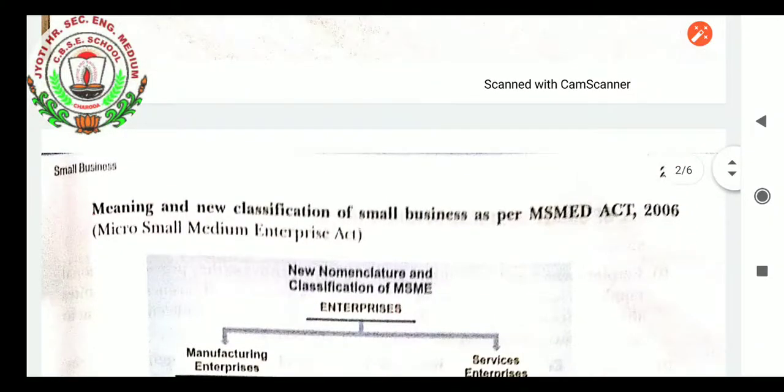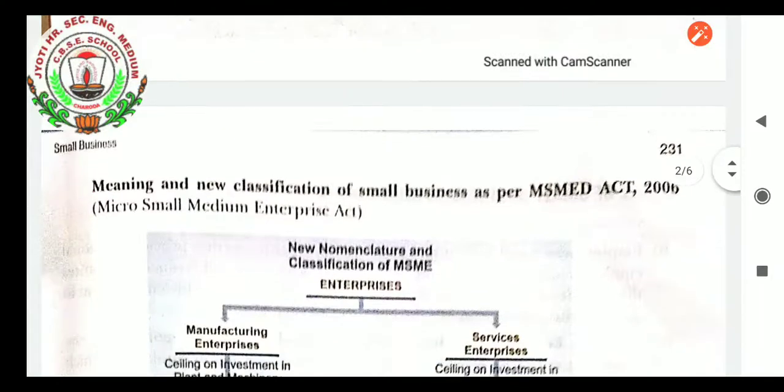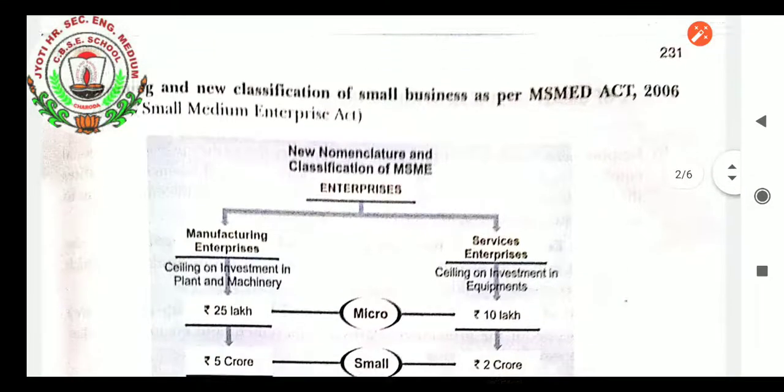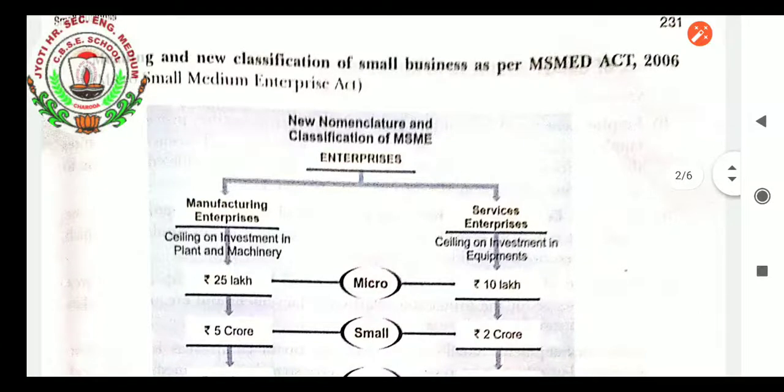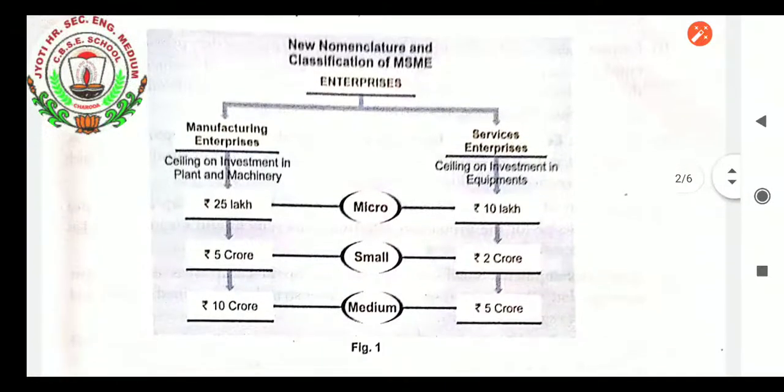Now a new classification of small business as per the MSMED Act 2006: micro and small scale. It is the MSMED Act, that is the Micro, Small and Medium Enterprises Development Act. A new nomenclature, a new law has been formed, and the classification of MSME has been done. Enterprises comprise two kinds: manufacturing enterprises and service enterprises. For manufacturing enterprises, the ceiling on investment in plant and machinery and equipment is 25 lakh.